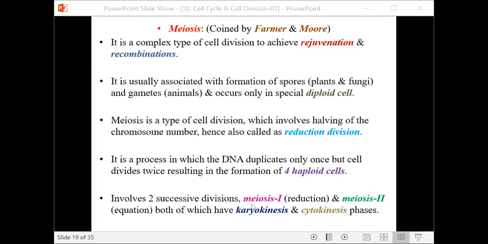I hope you are reading the textbook, that NCERT textbook. So do read that too. Coming back to this, what was I saying? Karyokinesis is the nuclear division. Cytokinesis is the cytoplasmic division, where the cell literally divides.